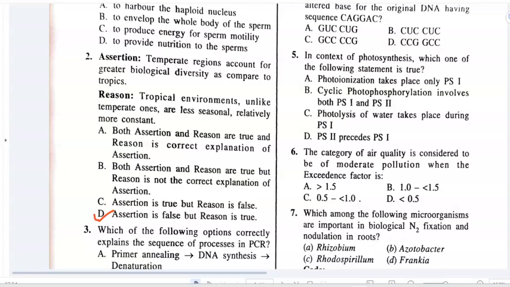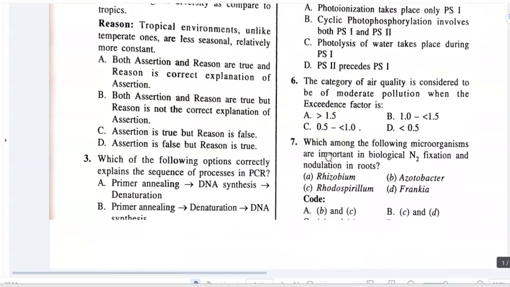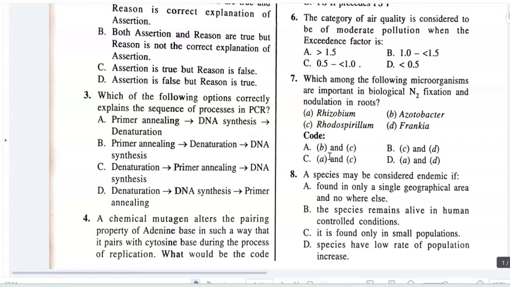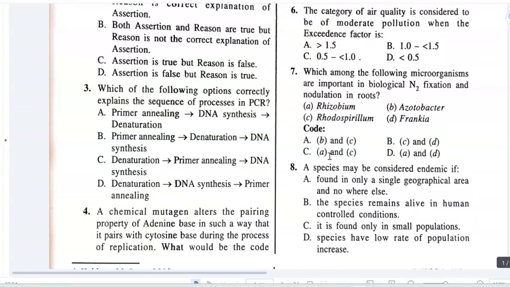Now we'll come to question number 3. Which of the following options correctly explains the sequence in the PCR method? We know that PCR stands for polymerase chain reaction, where we amplify the DNA. So the first step is denaturation, then primer annealing, and then DNA synthesis.